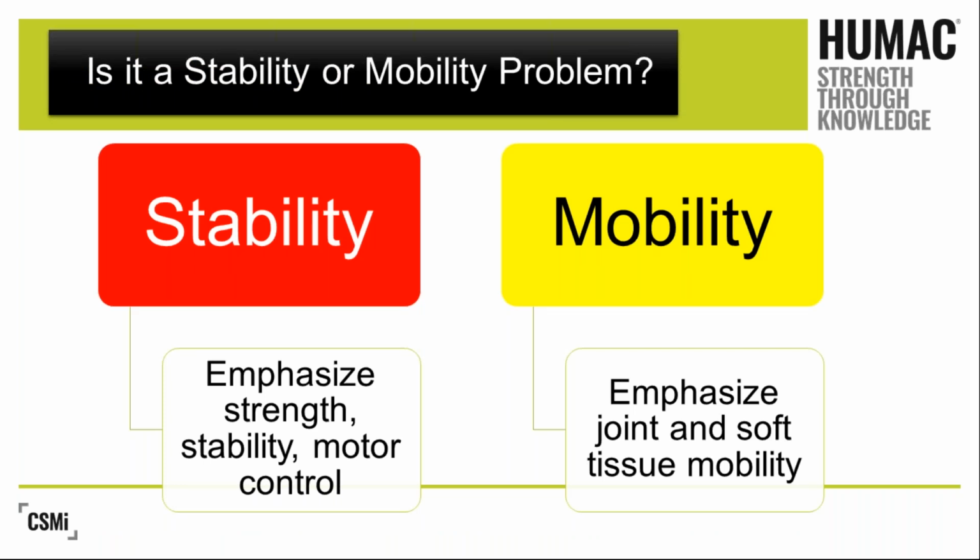So we need to assess the patient as well as we can, looking for dysfunctions, and recognize, do we have a stability or mobility problem that we want to emphasize? Do we need to look at strength, stability, motor control? Do we need to emphasize joint, soft tissue mobility? How do we get around that?